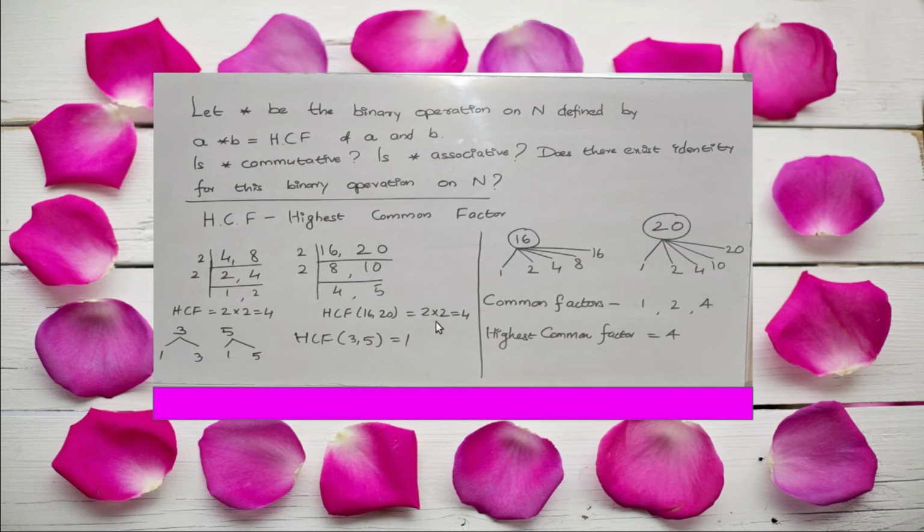HCF of 16 and 20 is also 4. When we consider prime numbers, consider 3 and 5. Factors of 3 are 1 and that number itself, 3. Factors of 5 are 1 and 5. Common factor is 1. So highest common factor is 1. So when A and B are prime numbers, HCF is 1.